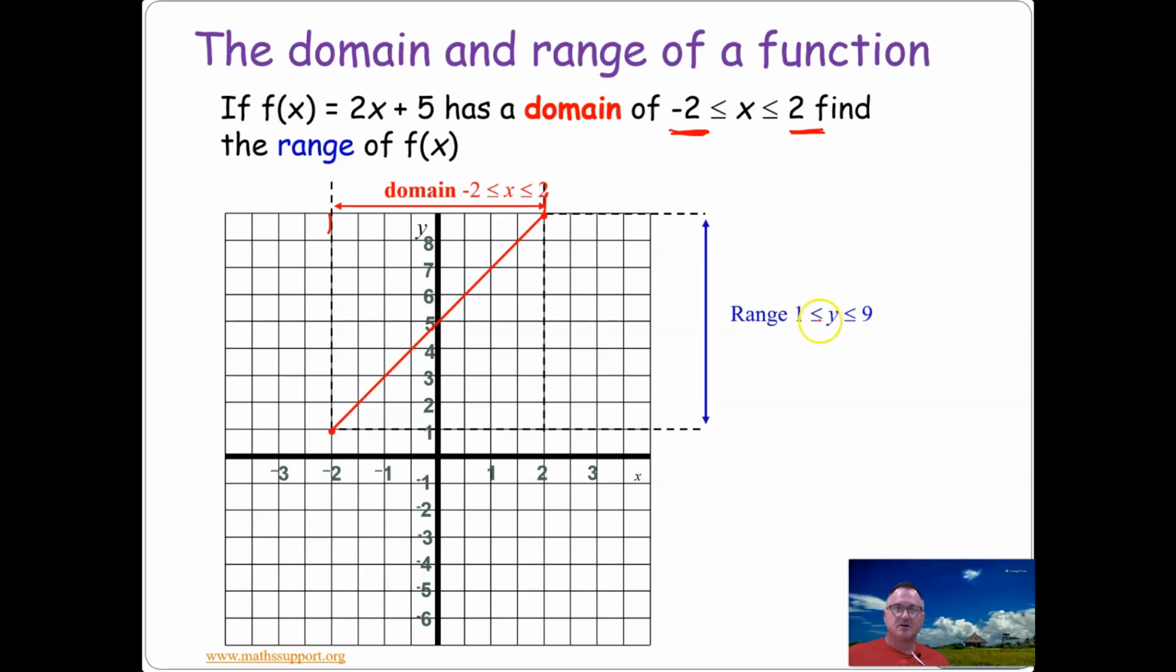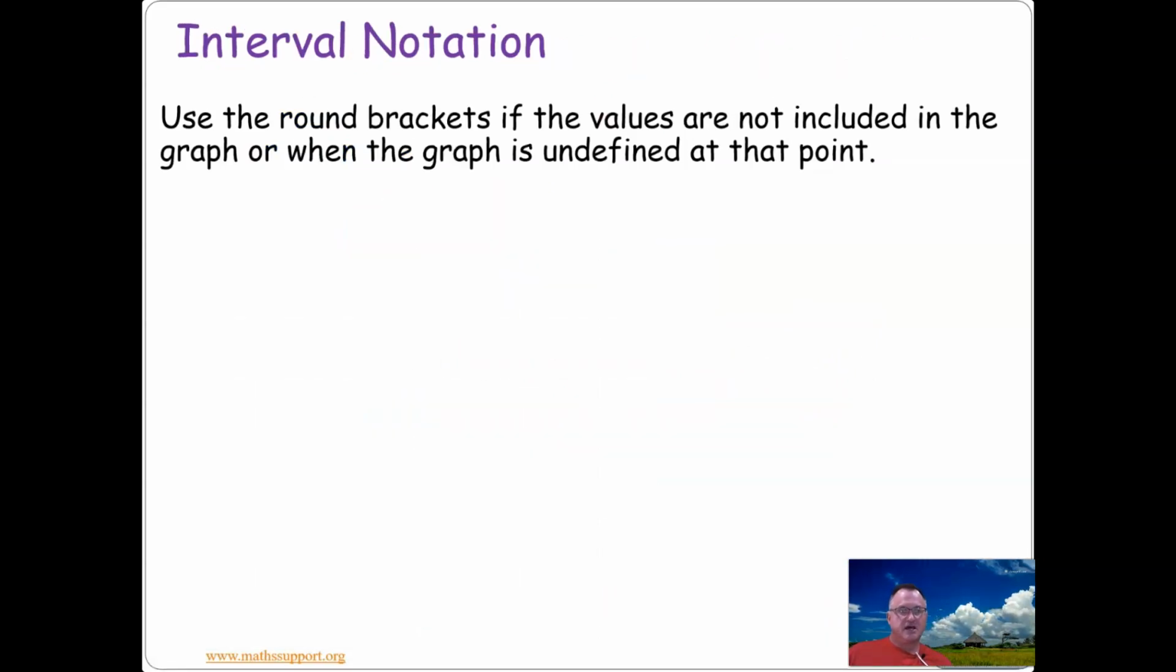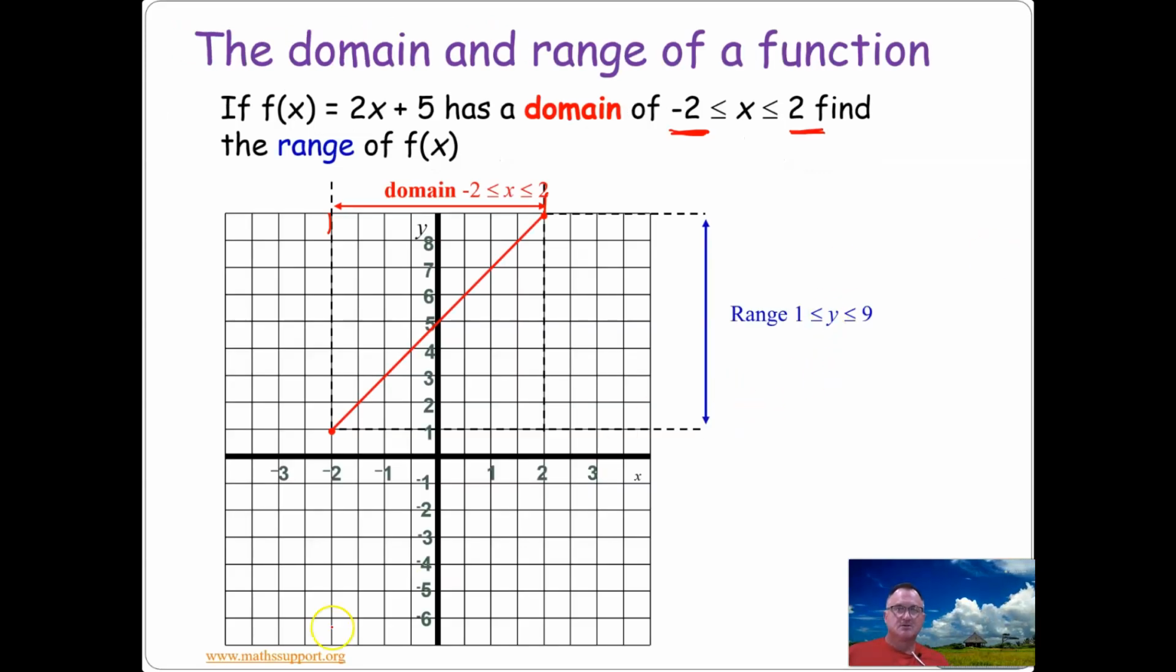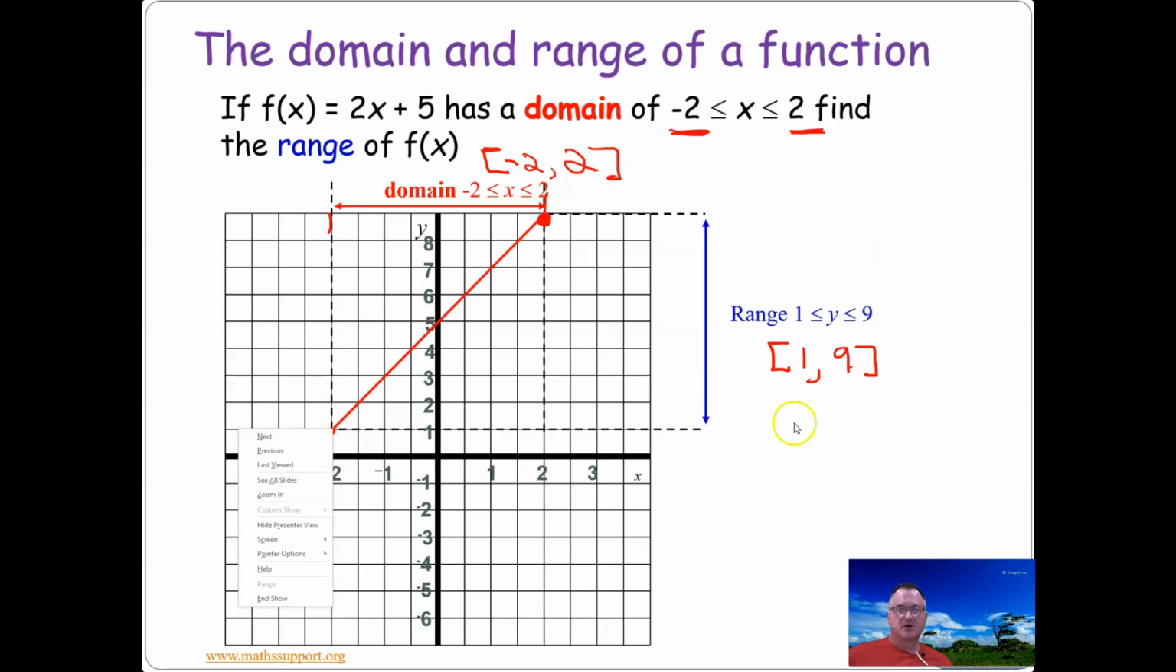Okay, so you notice there it's greater than or equal to 1, less than or equal to 9. When we write that in interval notation, it's going to have brackets on it. So this in interval notation would be bracket 1, 9, bracket. And this in interval notation would be -2, 2. Both with brackets because these are solid dots. So that means those numbers are included in the domain and range.